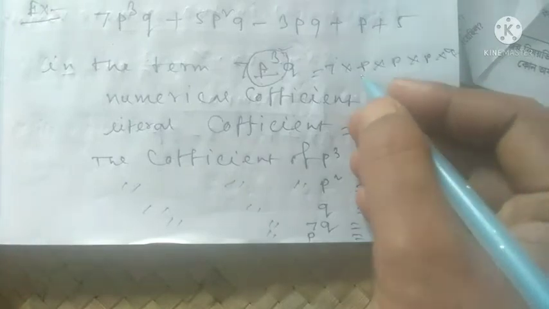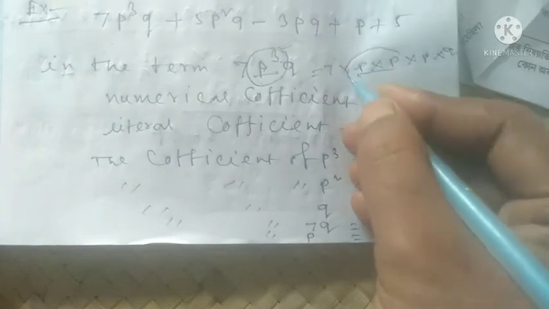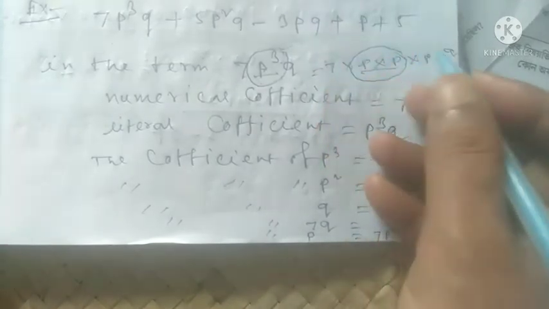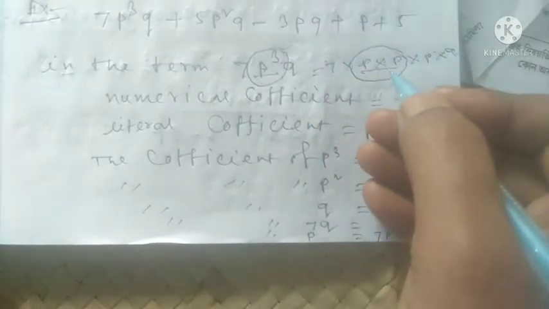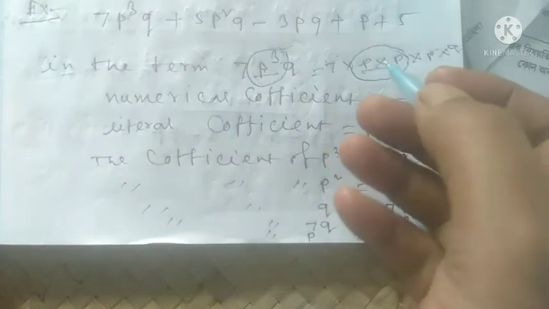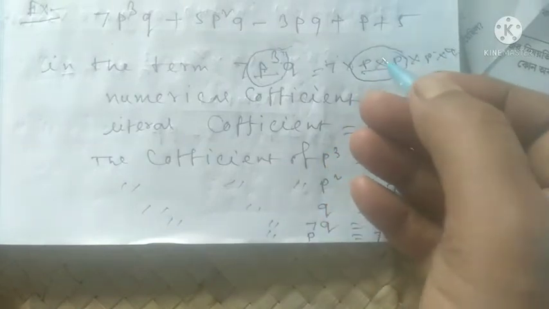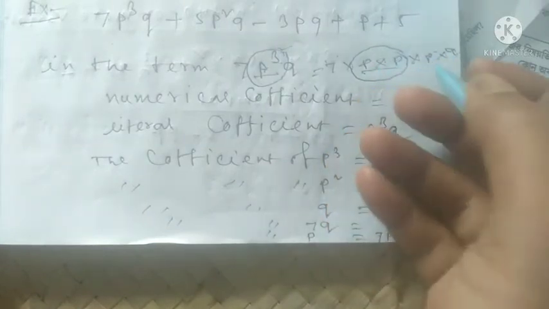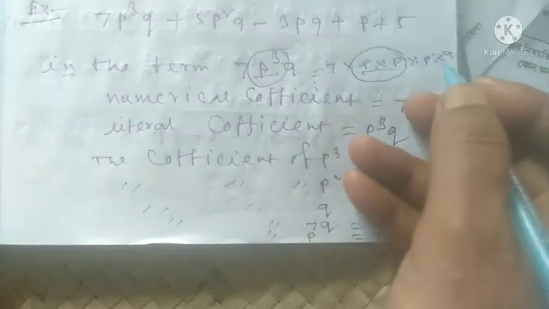P square means P into P. So you have to write 7PQ. When you write the coefficient of P square, you never write the P square. Without P square you have to write the terms. That means 7PQ.